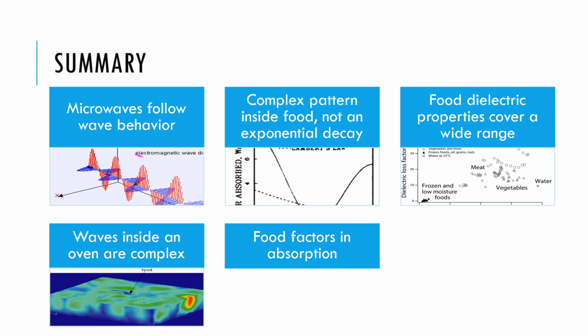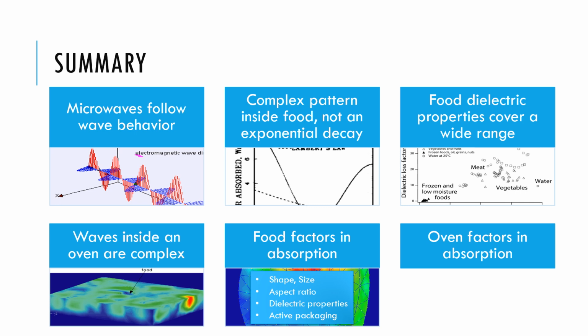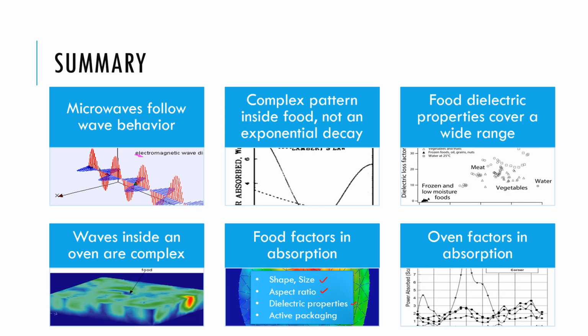So we talked about food factors in one video, and the food factors include, for example, shape, size, and aspect ratio, dielectric properties, and so on. And then we also talked about oven factors, and the oven factors include location in the oven, turntable, and power cycling. So we showed that the turntable, for example, can make a significant difference in the heating.